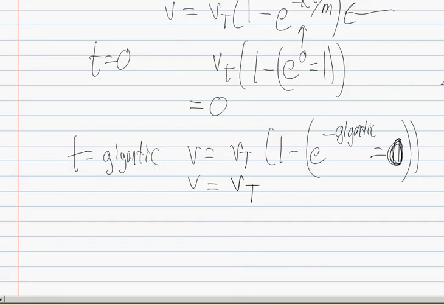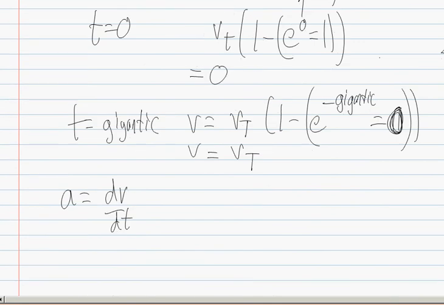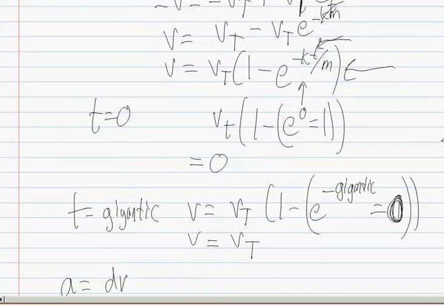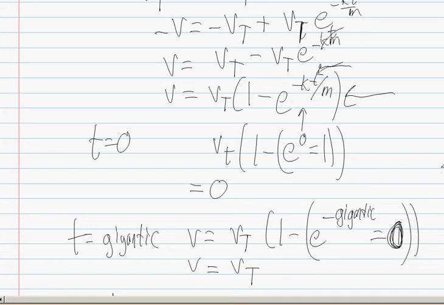I know this is a ginormously difficult idea. I'm not going to pretend like it's easy. But this derivation is really important. There's actually a way to work it forward, and I'm going to do that real quick. We know acceleration is dv/dt. So if I take this thing up here and take the derivative of it with respect to time, I'm going to actually separate it out here.